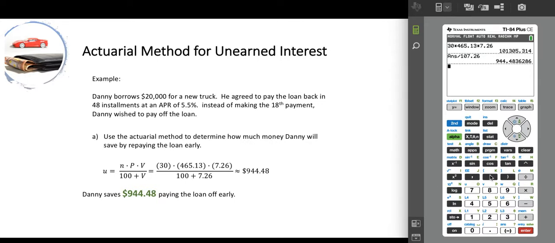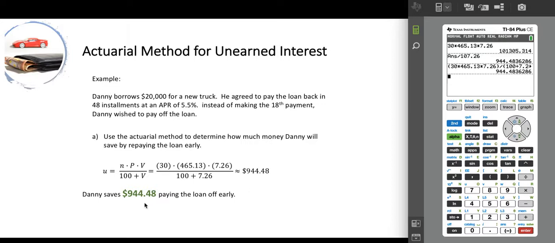Another way you can do it is using parentheses. So put what's in the top in parentheses, 30 times 465.13 times 7.26. And then put what's in the bottom in parentheses. You got to be really, really careful because if you type it in incorrectly, you're going to get the wrong answer. So parentheses will work as well. So I just wanted to model that. Be careful when you're doing this on your calculator.